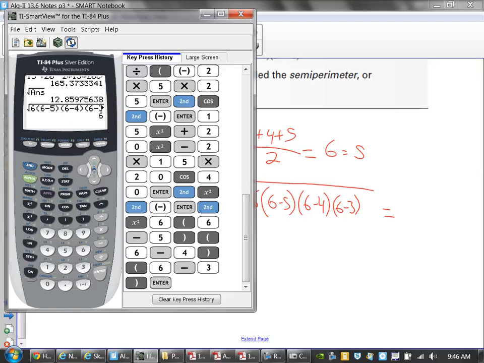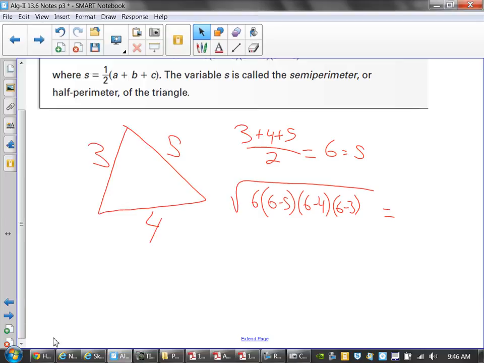Your area is 6. Bomber happened to give me a 3, 4, 5, which we all know is a right triangle. So the area of a right triangle is 1/2 base times height. So 1/2 of 3 times 4 is 6. Look at that. It works.